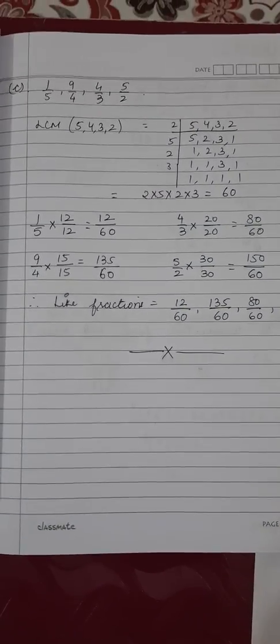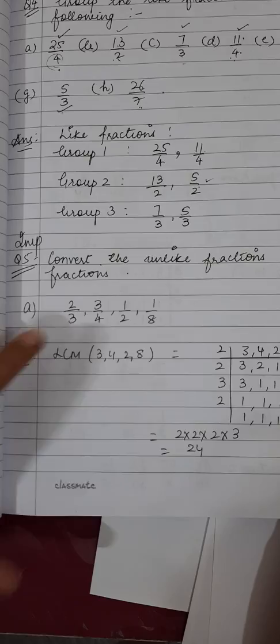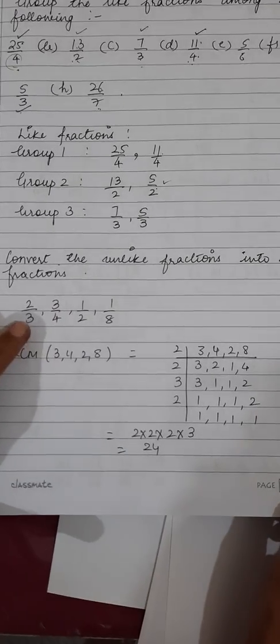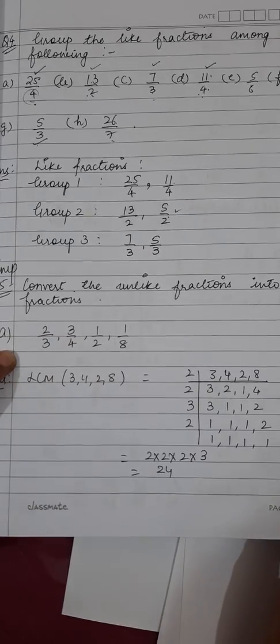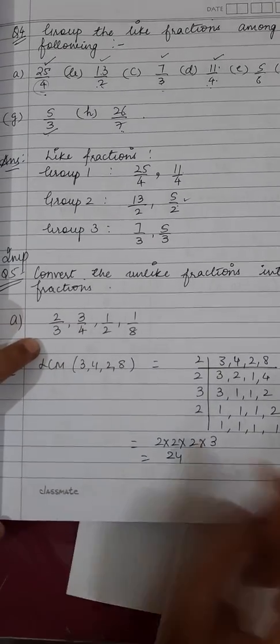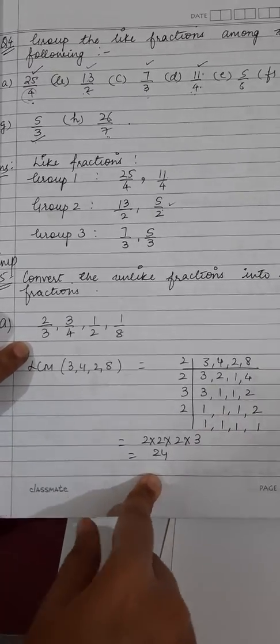But A part you can do by yourself because the LCM is 24. You can see here 3, 4, 2, 8. You all know the very first step is to take the LCM of the denominators because they all are different, and to make them same we are going to take the LCM. LCM of 3, 4, 2, 8. You all know how to find the LCM. You will take 24 as the LCM.